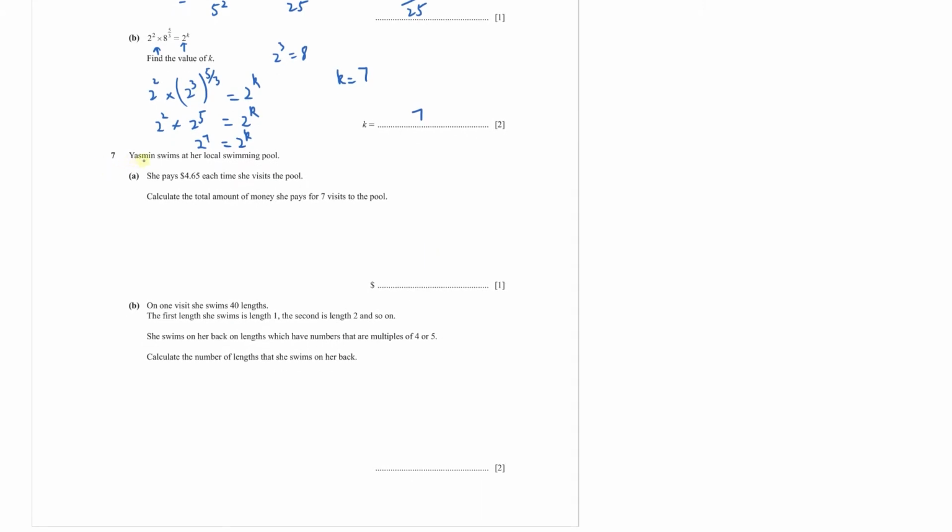Question number 7 is Yasmin swims at her local swimming pool. She pays $4.65 each time she visits the pool. Calculate the total amount of money she pays for 7 visits to the pool.